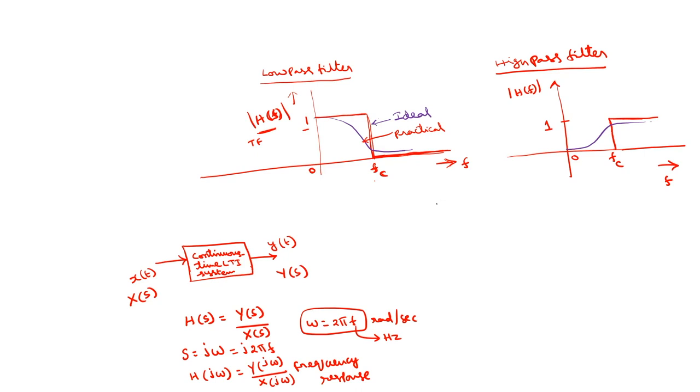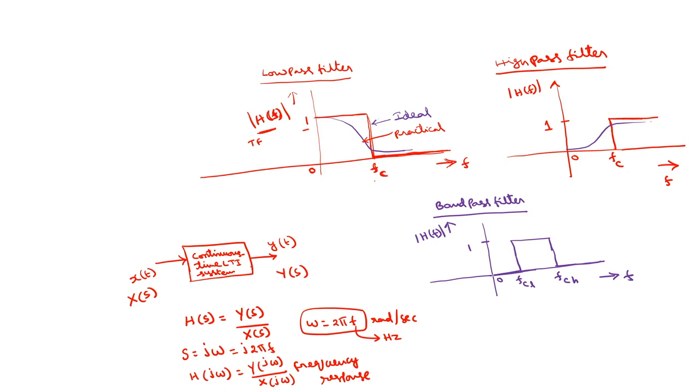And the third type of filter is called band pass filter. It allows a band of frequencies. Now this will have two cutoff frequencies. One is called the lower cutoff frequency, another is called the upper cutoff frequency. FCL is the lower cutoff frequency, FCH is the higher cutoff frequency. This will allow with unity gain. From 0 to FCL, this will reject. From FCH to infinity it also rejects. Only this range of frequencies will be allowed. This is called band pass filter.